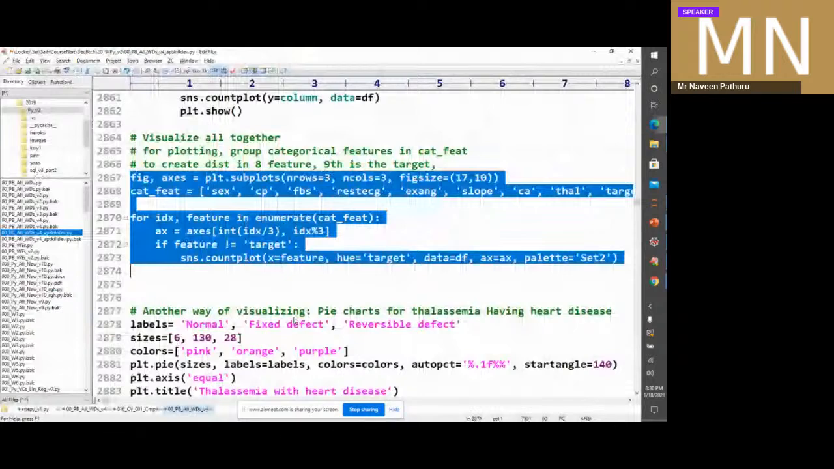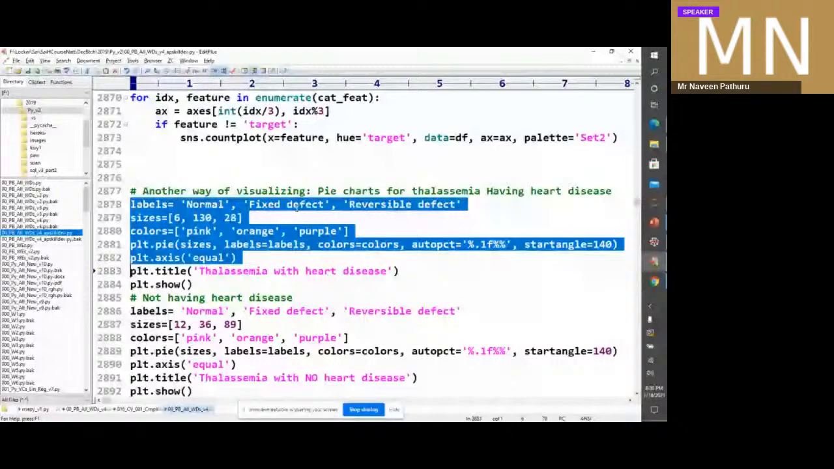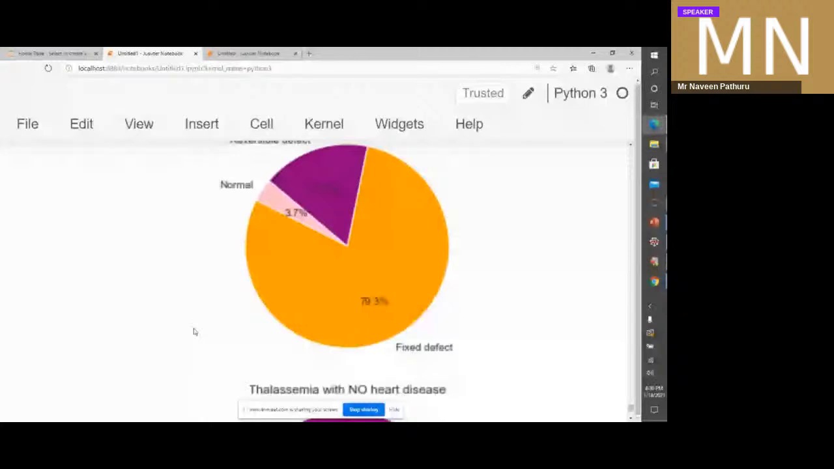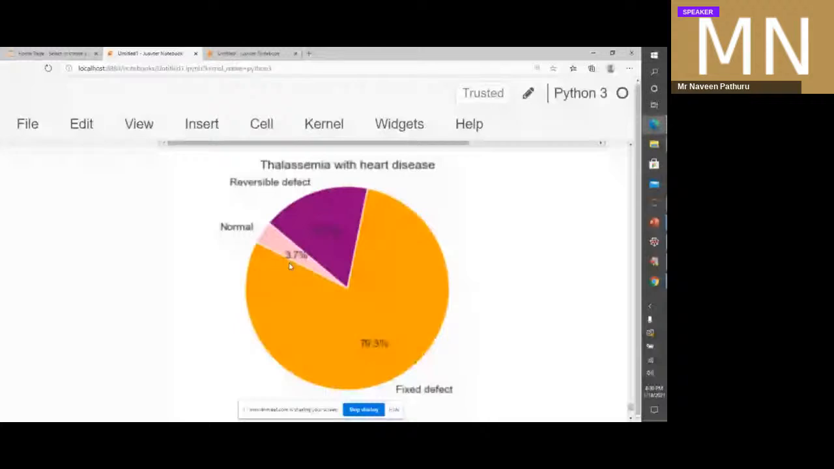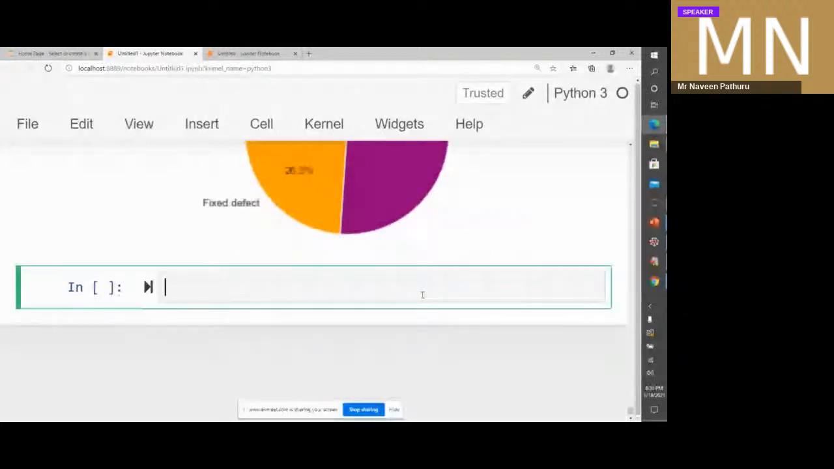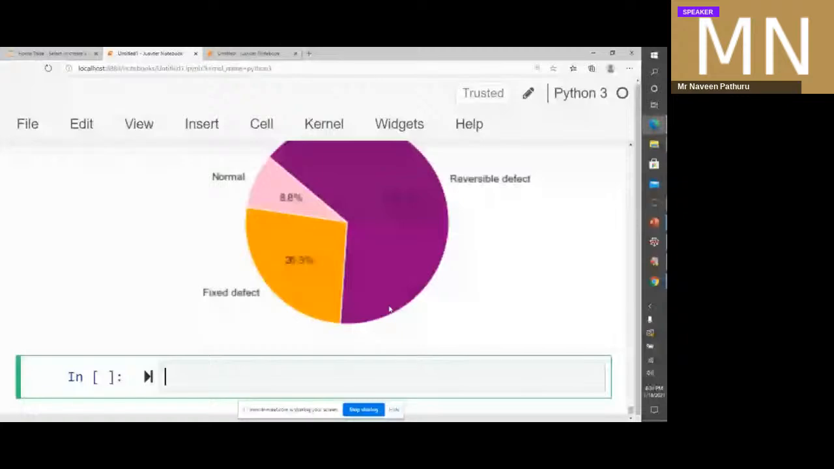Let's see. So another way of visualizing. What are pie charts, guys? Okay. So 79.3% have a defect, only 3.7% are normal, and 17% have a reversible defect. And these are the guys with heart disease, and these are guys with no heart disease. It's just another way of visualization. In the pie chart, the majority of them seem to be in this color.